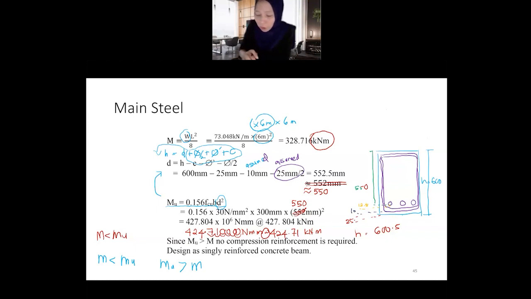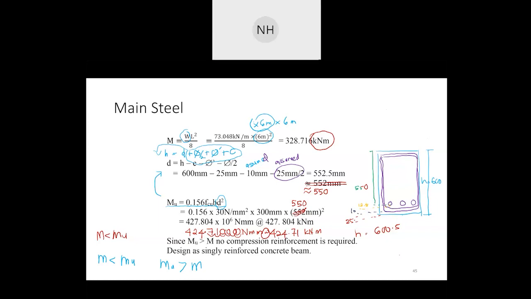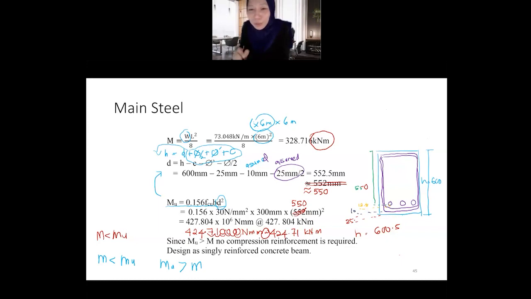So bila you kira 550 campur 12.5 campur 10 campur 25. You dapat dia 597.5 kurang 2.5. Tak apalah. Concrete cover you tebalkan lah. Itu susah. Okay. 27.5 tak salah. Tapi jangan tebal sangatlah. Nanti you punya beam ni kat bawah ni tak cukup. Dia punya ni terlampau naik sangat.